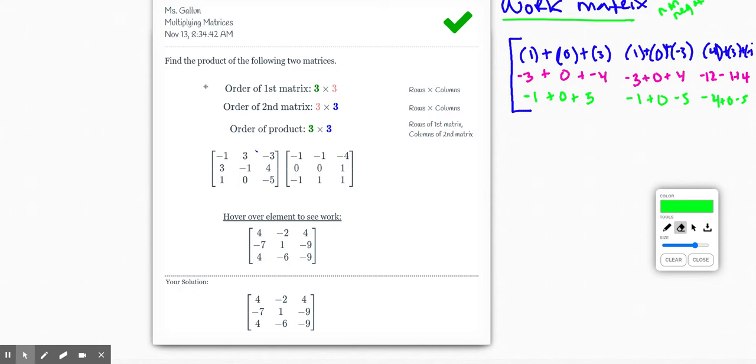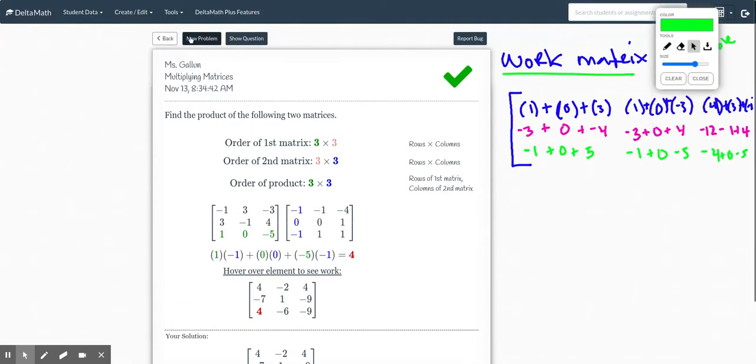It then is going to tell me, here's the order of the first one, here's the order of the second one, therefore there's the order of the product, right? That's what we talked about, and it tells you why. You can hover over each one to see what was the work matrix that went into it to get this final answer. So this is a great resource if you're having any trouble with why these things are true. Okay, I'm going to do another one with you all.